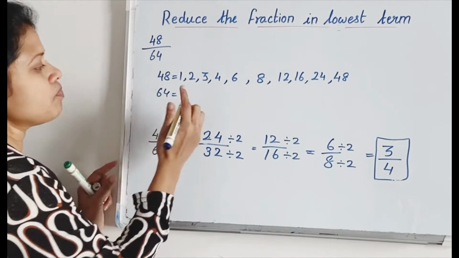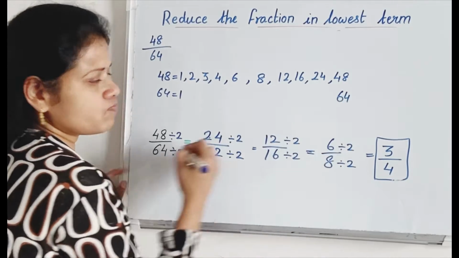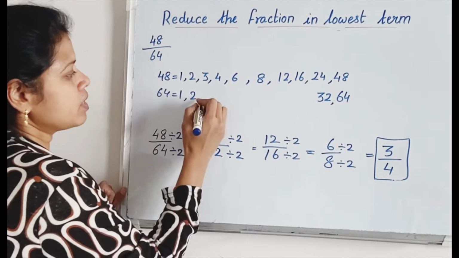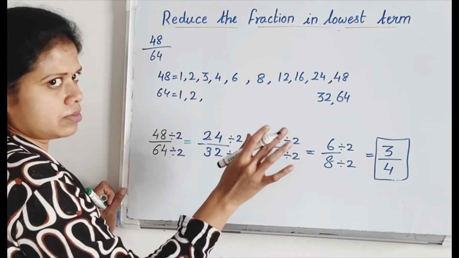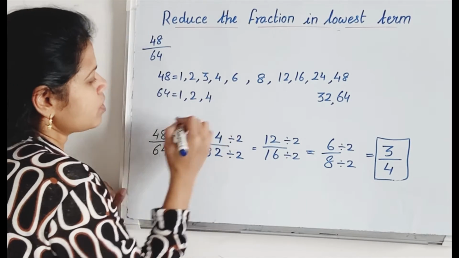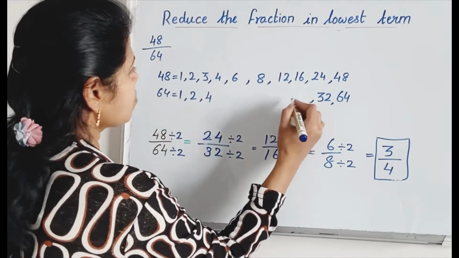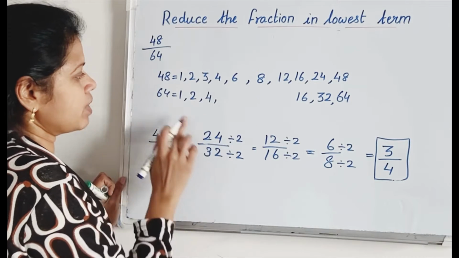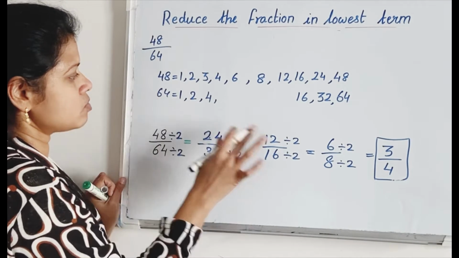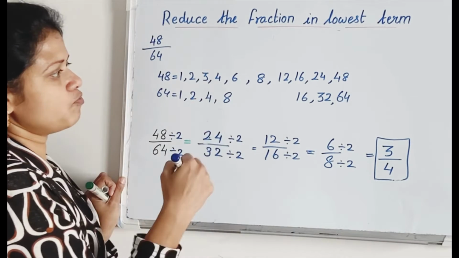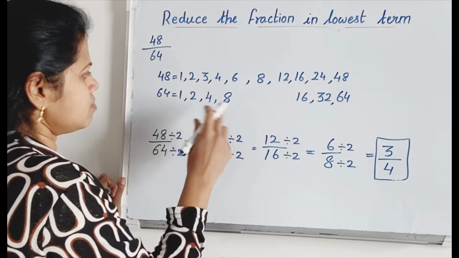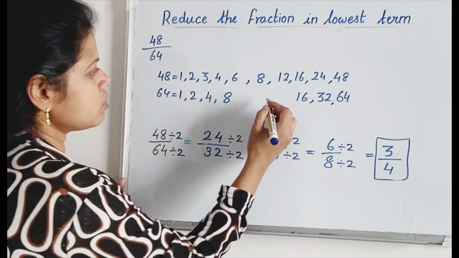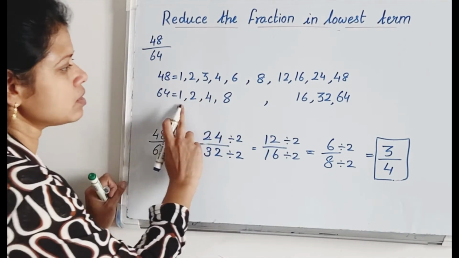Then for 64: 1 times 64 is 64, 2 times 32 is 64, 3 is not a factor, 4 times 16 is 64, 5, 6 and 7 are not factors, 8 times 8 is 64. Then 9, 10 and 11 are not factors, 12 is not a factor either. So these are the factors of 64.